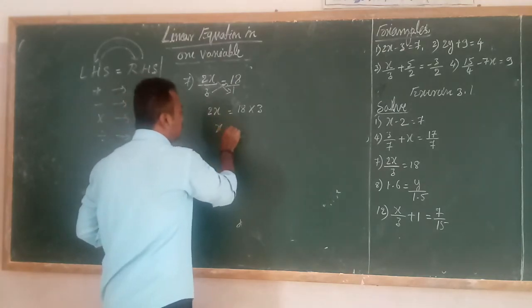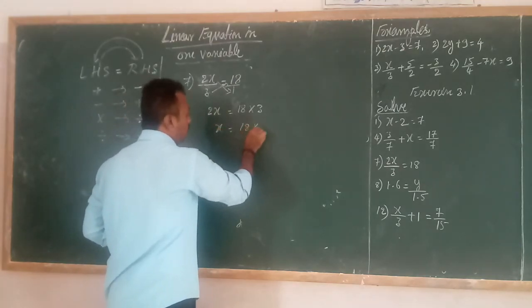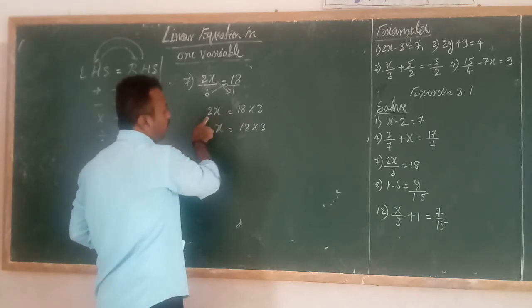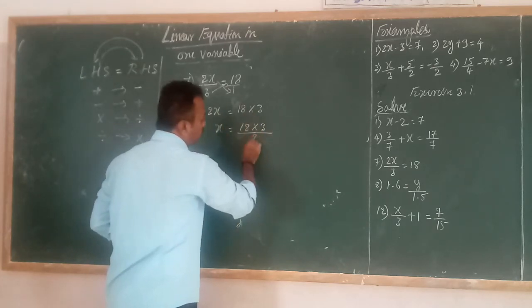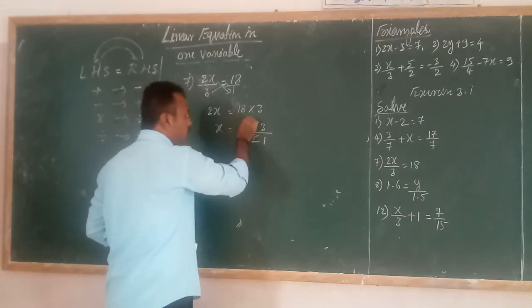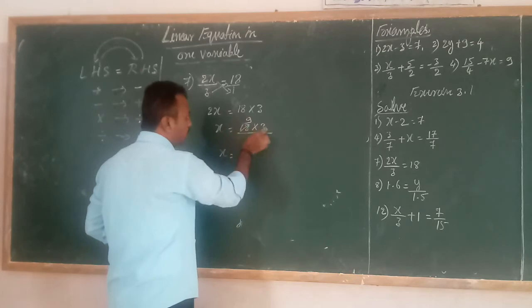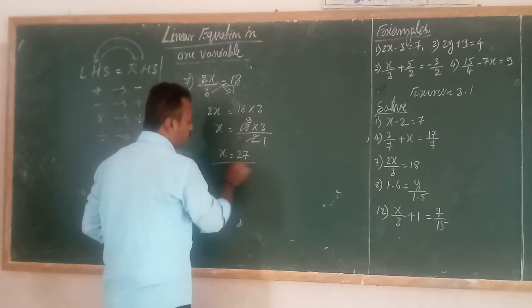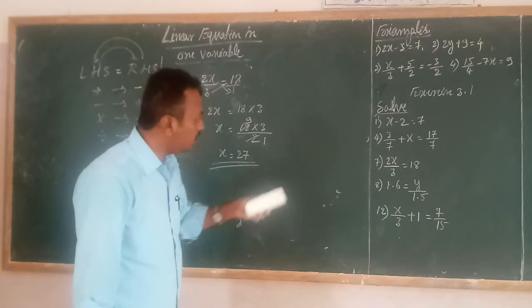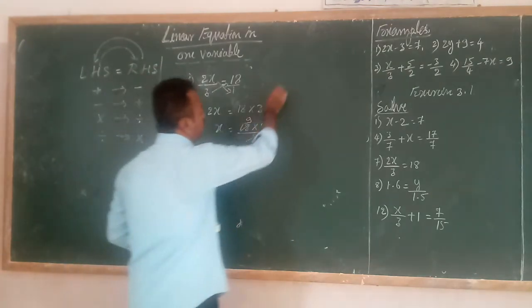Now, x is equal to 18 into 3, we have to write as it is. 2 in the multiplication part, if it is in the RHS, it becomes divide. So now we have to simplify that. 2 ones are 2, 9 twos are 18. So x is equal to 9 threes are 27. Understand? Very simple. So like that, I will go to the question number 8.